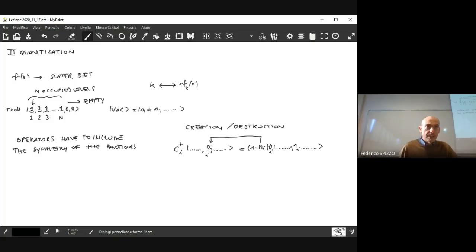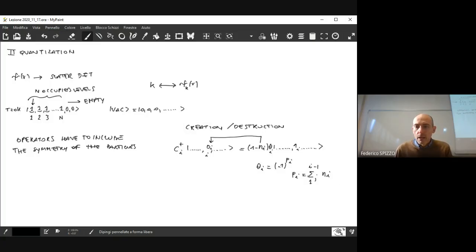Now I give you a definition of theta, then we will make an example so that the meaning of theta will be clearer. And theta of I is defined in this way: minus 1 to the power of pi, and pi is the sum from j equal to 1 to I minus 1 of the occupancies of the levels.